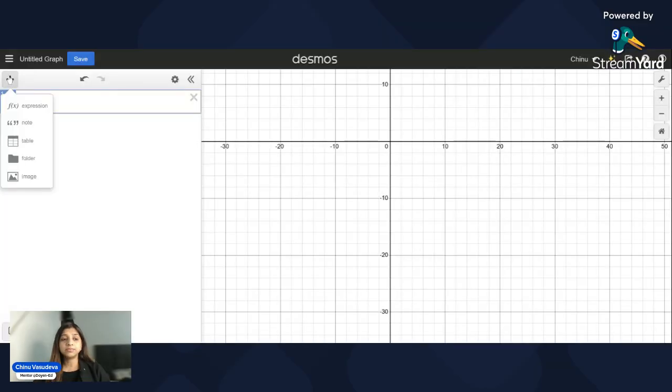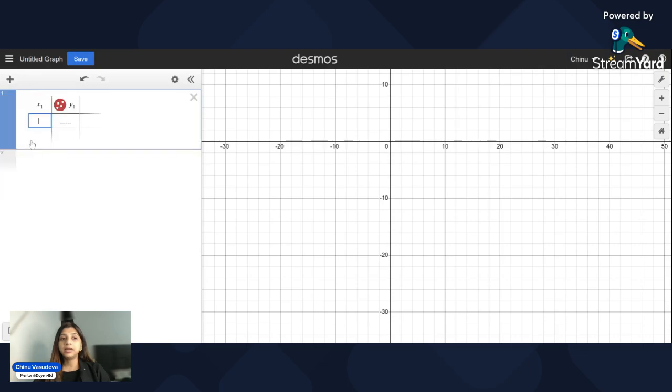Open your Desmos, click on plus and go to the table. Now when you go to the table, you can start putting your values here. So it's 3 comma 8. Then move on to the second value, which is 6 comma 18. And the third is 9 and 28.